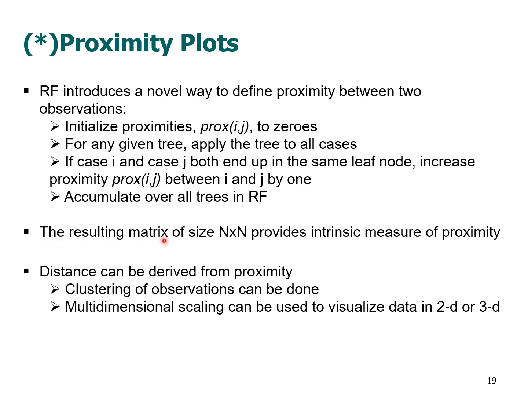The resulting matrix, of size n by n where n is the size of data, so we have a two-dimensional matrix n by n, is called the proximity matrix, and it provides an intrinsic measure of proximity between data. By using proximity plots, it is easy to compute the distance of data. Distance is just the opposite of similarity. So we can use this proximity matrix as a method of computing distance in clustering. You can use this method in clustering algorithms as well.